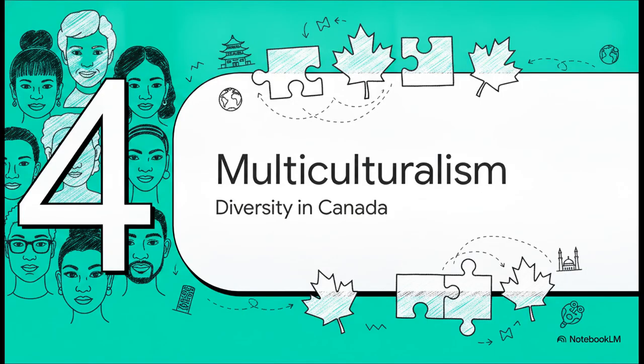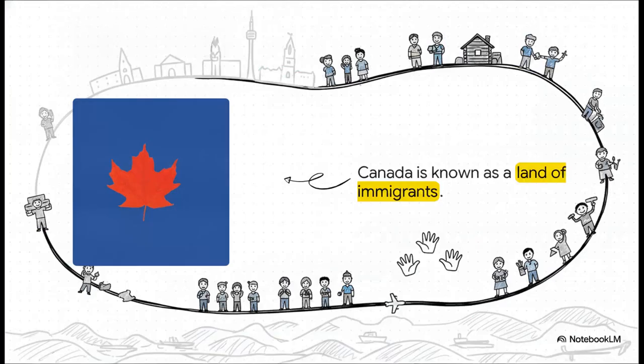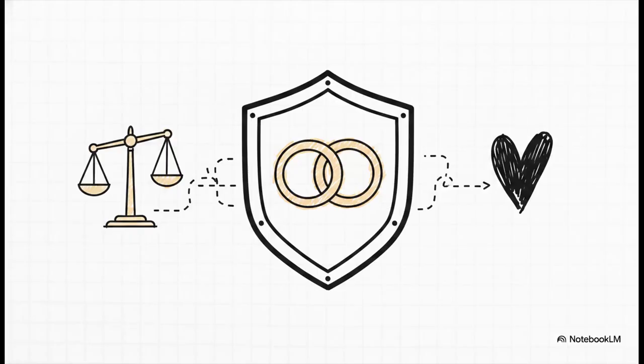Finally, Section 4, Multiculturalism Policy, Diversity in Modern Canada. The study guide notes that the majority of Canadians were actually born in this country, and that's been true since the 1800s. However, you absolutely must know that Canada is widely referred to as a land of immigrants. Over the past 200 years, millions of newcomers have helped build and defend Canada's way of life, working together in peace.